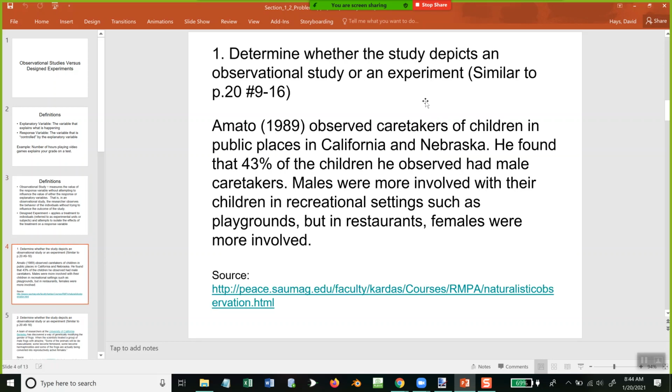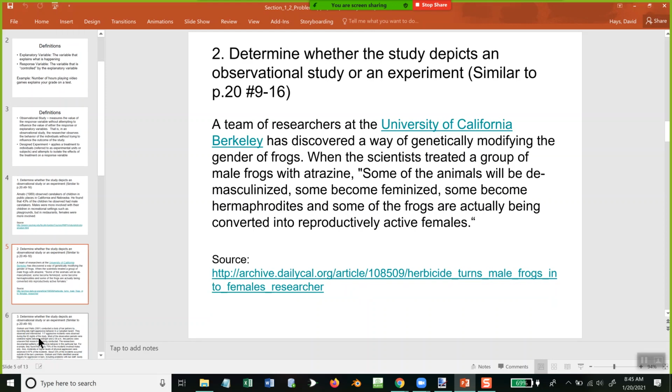Okay, so these ask us to tell whether it's an observational study or an experiment. Motto observed caretakers of children in public places in California and Nebraska. He found 43% of the children he observed had male caretakers. Males were more involved with their children in recreational settings such as playgrounds, but in restaurants, females were more involved. Are they just observing, or did they apply some kind of treatment, like medicine? It's just an observation, isn't it?